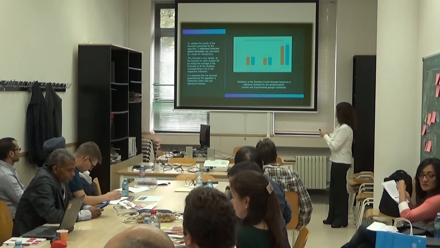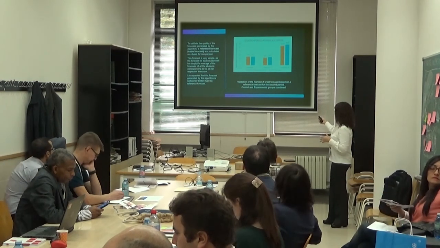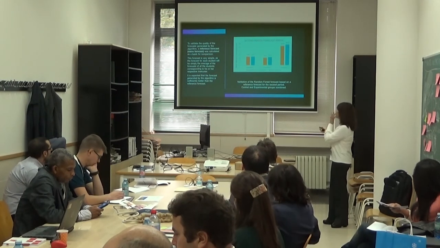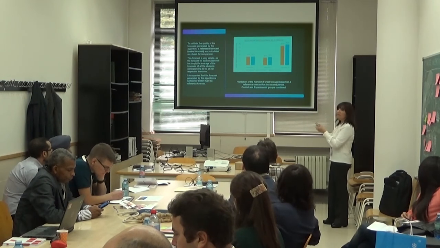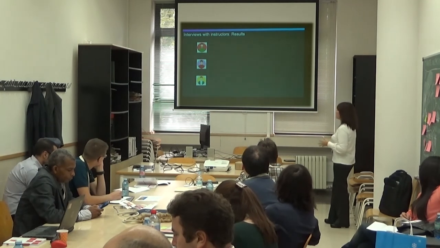Well, this is a tool for validating the algorithm. The blue bar is a forecast of reference in order to compare both.